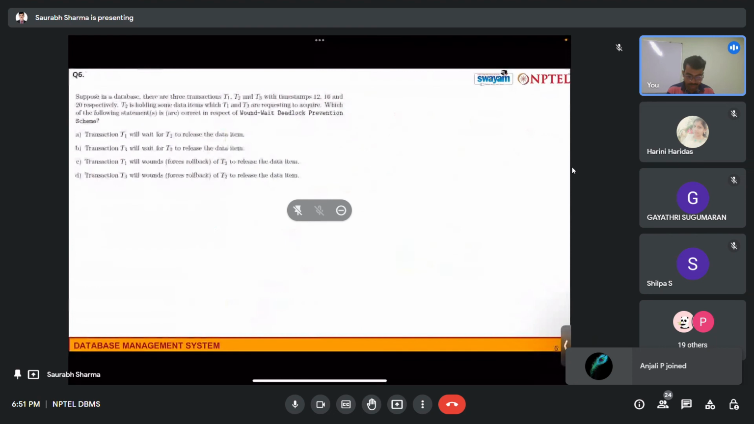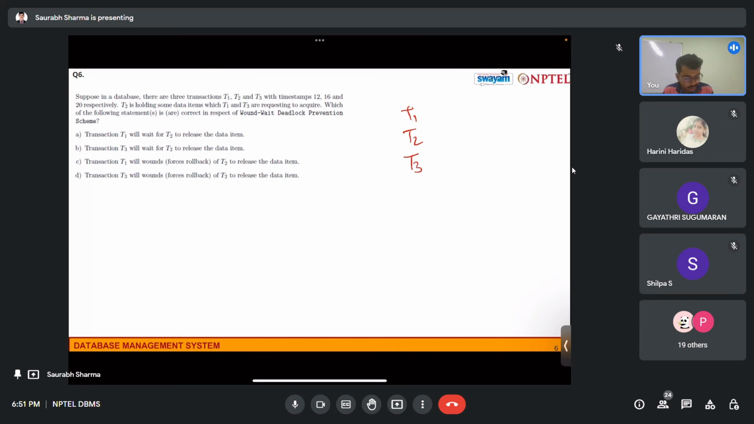Coming to the next one, this is a very simple one. It is based upon the concept of wound-wait deadlock prevention. There are three transactions, T1, T2, T3. T2 is holding the data item, and there are timestamps given: 12, 16, 20. We have to comment on what will happen in this situation.